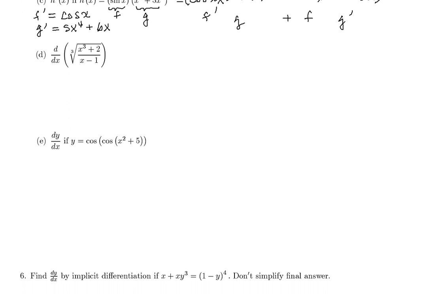Now in part D we have a combination here. We've got that root there. Remember, roots you always change to powers. So this is derivative with respect to x, and this is the same thing as x cubed plus 2 divided by x minus 1, and then that whole thing gets a 1/3 power. Remember, cube root is 1/3 power.